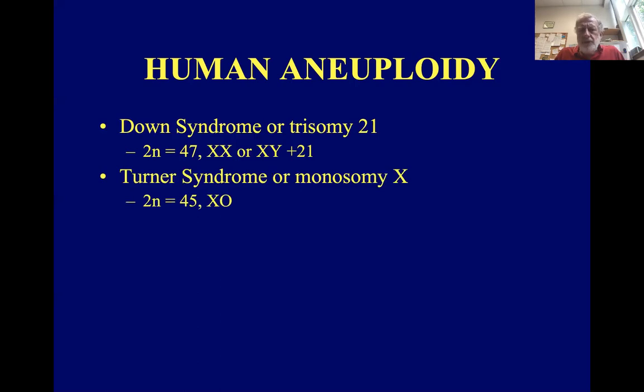Turner syndrome is the only monosomy that humans can survive. That's monosomy for the X chromosome. So people with Turner syndrome are 2n equals 45. They have a single X chromosome and no second X or no Y chromosome.